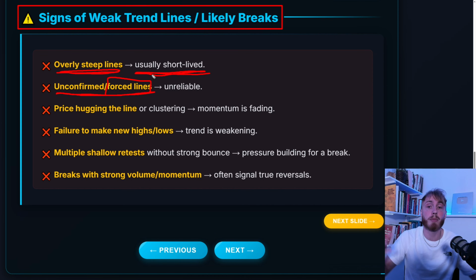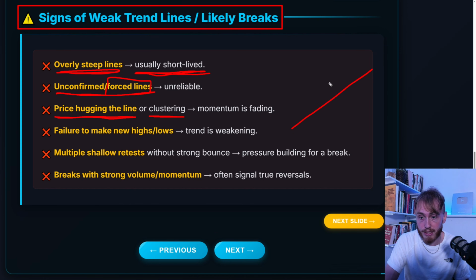Technical analysis is all about making the chart more clear. The only reason we even draw trend lines in the first place is to better understand the chart. So if you are very good at price action and market structure, you might not even need to draw the trend lines. Another warning sign is if the price starts to hug the line or cluster around the line, this is a sign that the trend might fail.